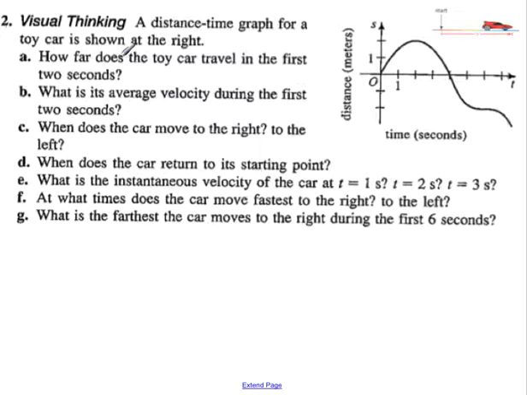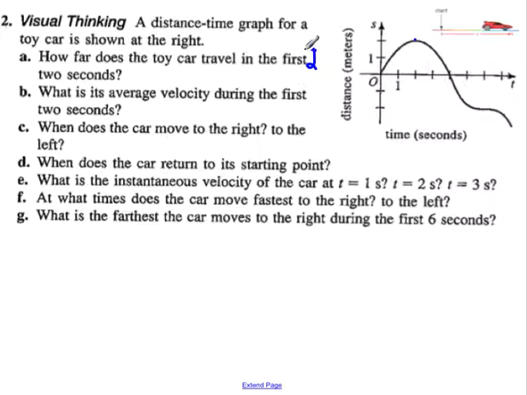All right, so just to go over some of these questions, if you had any questions on them. For number two, I think number one was straightforward. For number two, we can just go through them. So it says, how far does the toy car travel in the first 2 seconds? Well, here's 0, 1, 2 seconds. Well, how far are you at 2 seconds? It went 2 meters. Okay.